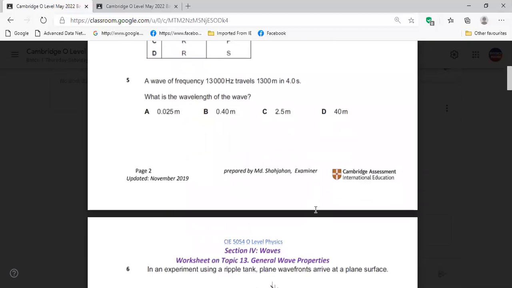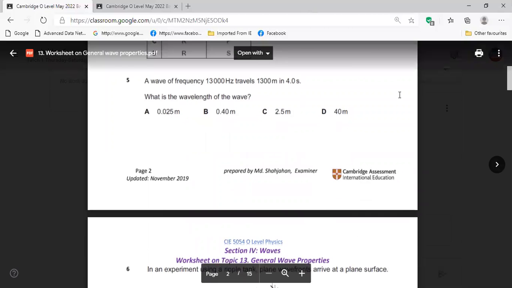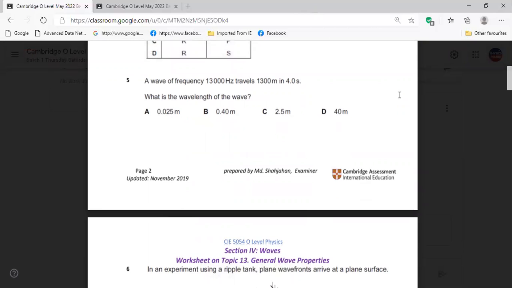Then 5. Continue 5. A wave of frequency 13,000 hertz travels 1,300 meters in 4.0 seconds. What is the wavelength of the wave? How can you find the wavelength? Calculate.